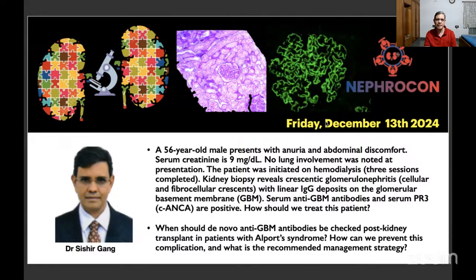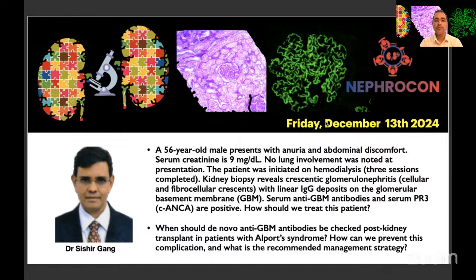But I would intensify the immunosuppression only if there's clinical evidence of activity in the urine or a rise in the creatinine. Just based on the titers, we will not intensify the immunosuppression or consider it as a relapse. So that's a little different from what we think for the anti-GBM and titers in ANCA.